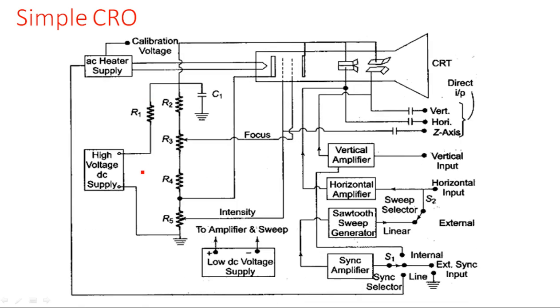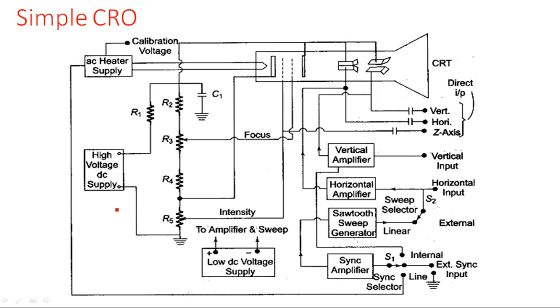Hi everyone. In this video, I am going to explain the operation block diagram of a simple CRO. So this is the complete block diagram of a simple CRO. In the previous video, we have learned the basic block diagram of a CRO, where the vertical amplifier section and horizontal amplifier section, meaning the vertical reflection system and horizontal reflection system along with the CRT screen, have been explained.